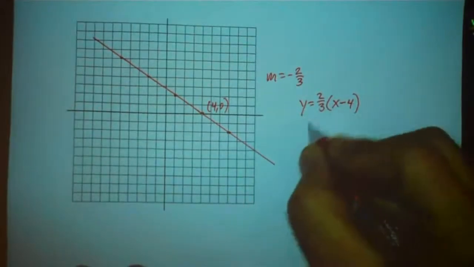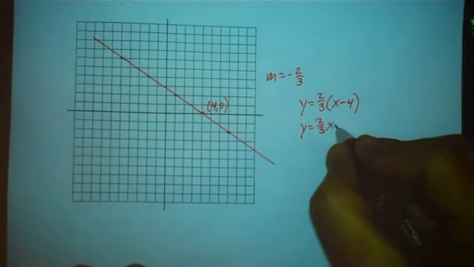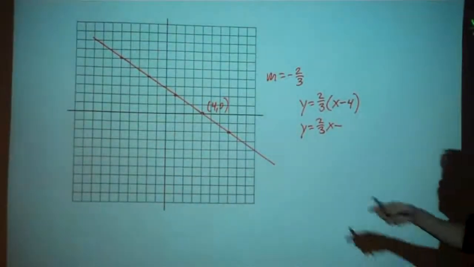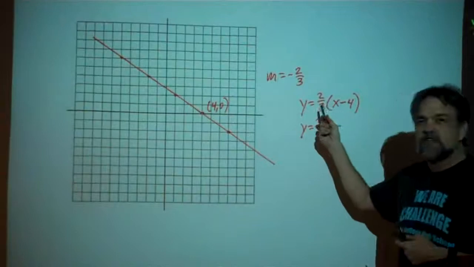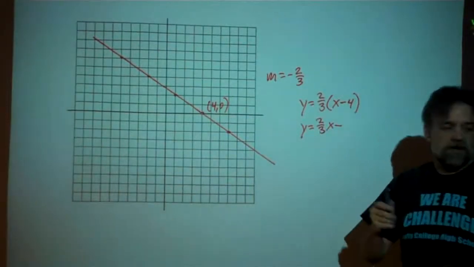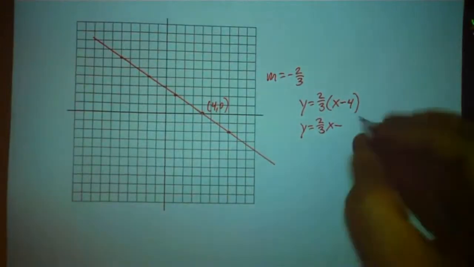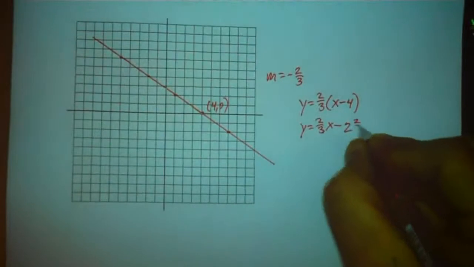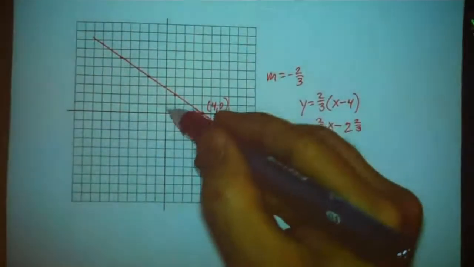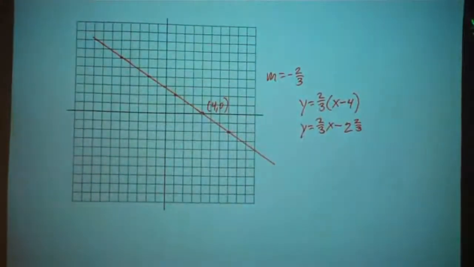Let's see, if I distribute this, I would get y equals 2/3 x minus 4 times 2/3, which is going to give me 8/3. 8 divided by 3 is 2 with a remainder of 2, so that's going to be 2 2/3. And sure enough, that is more than 2, but not quite 3. So that seems to be our line.